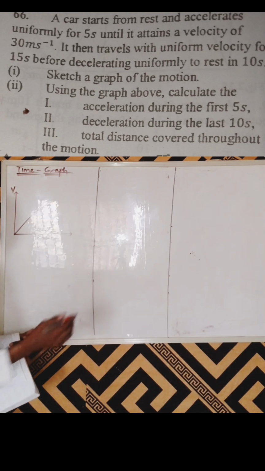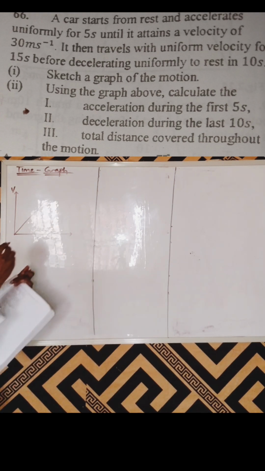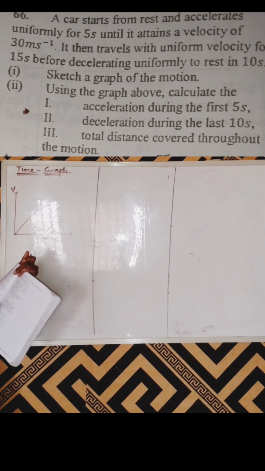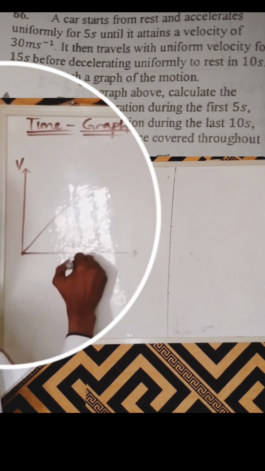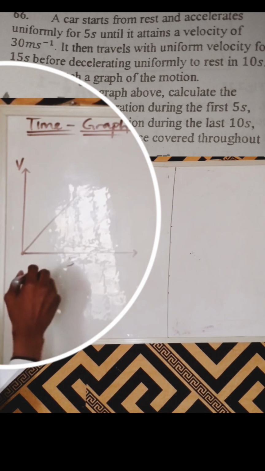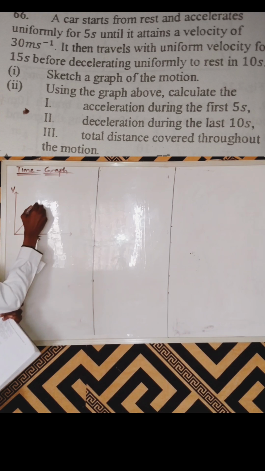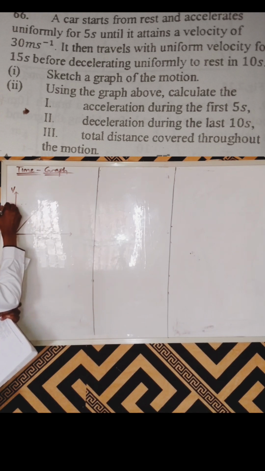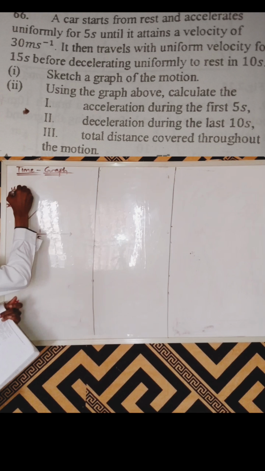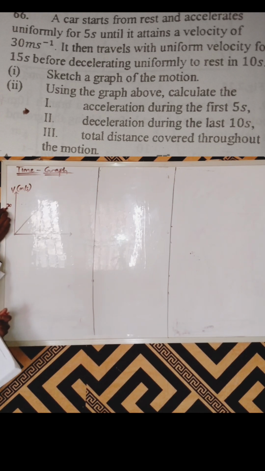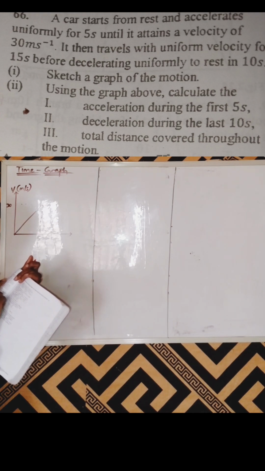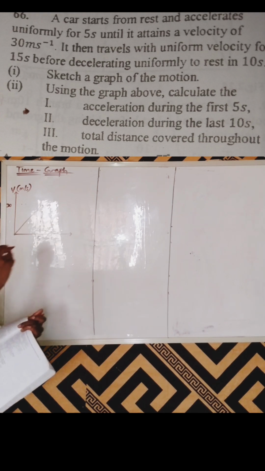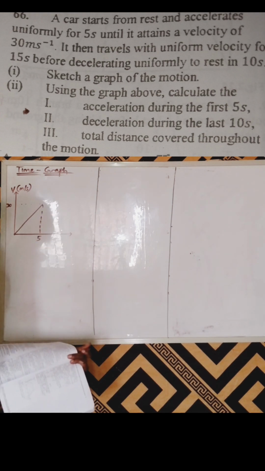Now I showed you the graph. It accelerates uniformly for 5 seconds, and actually this is 5 seconds here, until its velocity becomes 30 meters per second. So it means that the velocity here is 30 meters per second. Let me write it: it's 30. Then they said that it travels with uniform velocity for 15 seconds. So now it's maintaining its velocity; uniform velocity means that it does not increase or decrease.